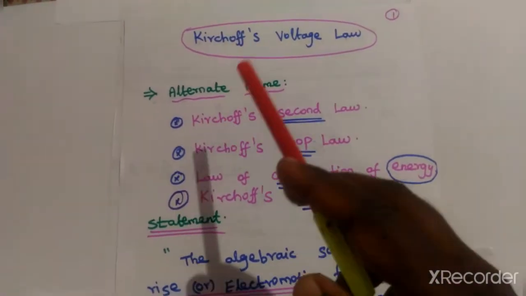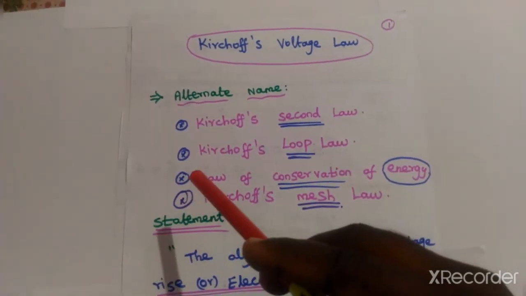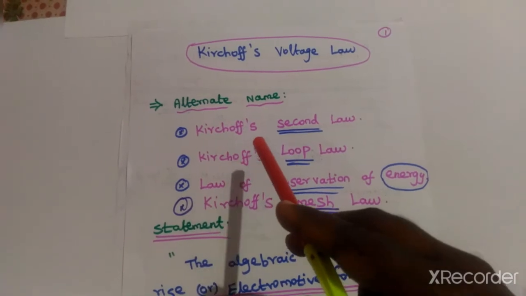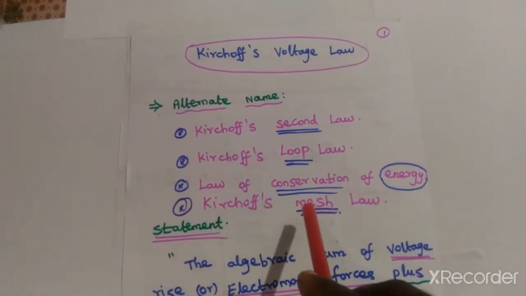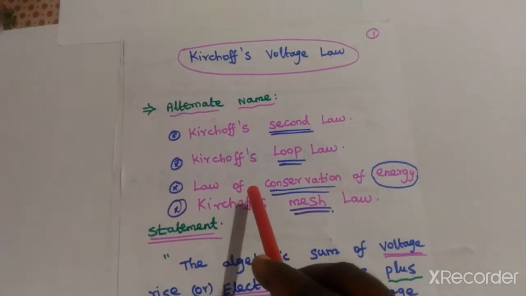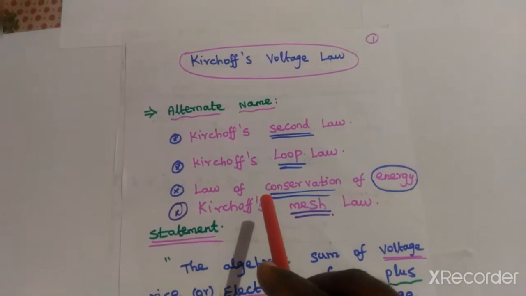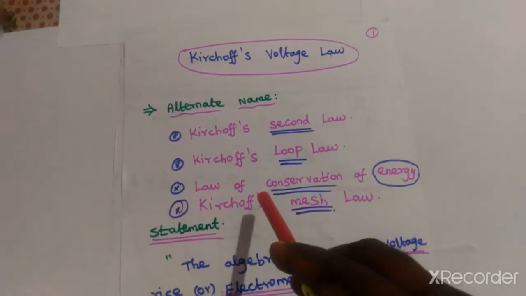This video is about Kirchhoff's voltage law. The alternate names for Kirchhoff's voltage law are Kirchhoff's second law, Kirchhoff's loop law, Kirchhoff's mesh law, and it is also known as the law of conservation of energy. So these are all the alternate names for KVL, and the statement for Kirchhoff's law.